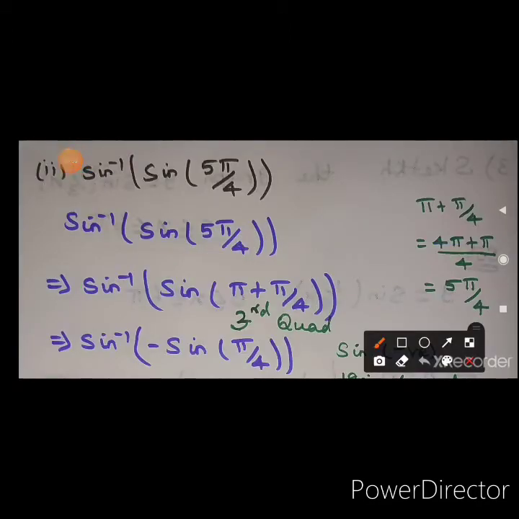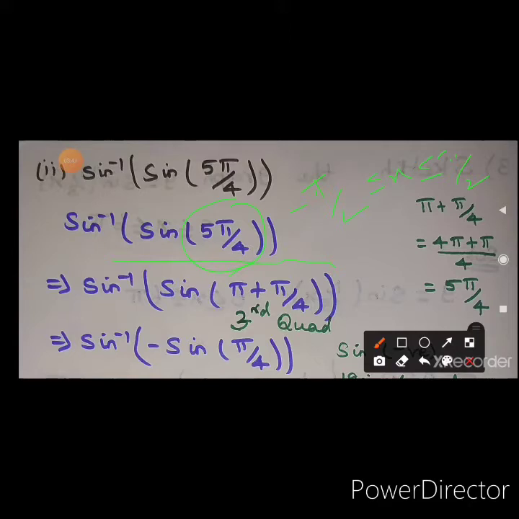Second sum, sine inverse of sine 5 pi by 4. Here also the limit is minus pi by 2 less than or equal to x less than or equal to pi by 2. But this value is outside this limit, so we split it in standard position.